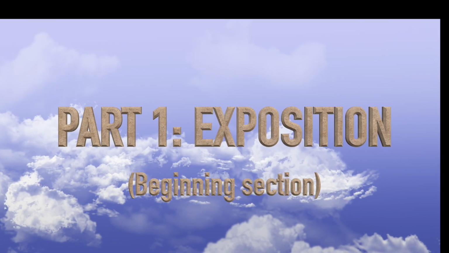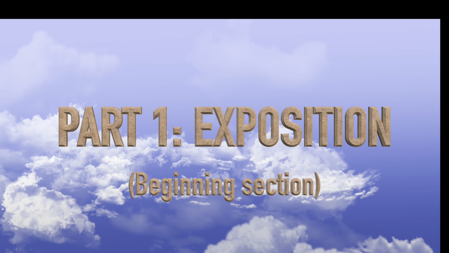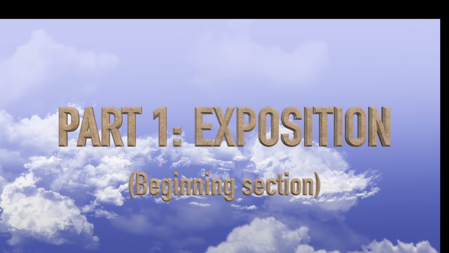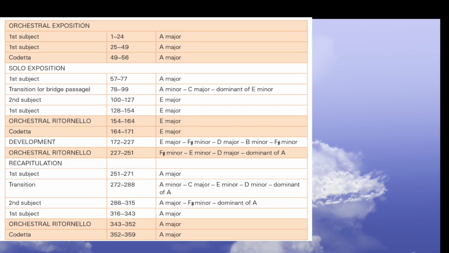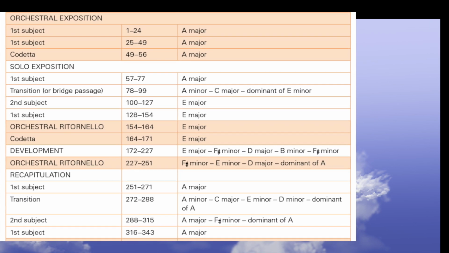Very quickly, I'd like to recap the larger sections of sonata form that we already talked about. Now, the first of these sections is, of course, exposition. In this concerto, exposition really happens twice, first as orchestral and then as solo instrument exposition, presented by the clarinet.